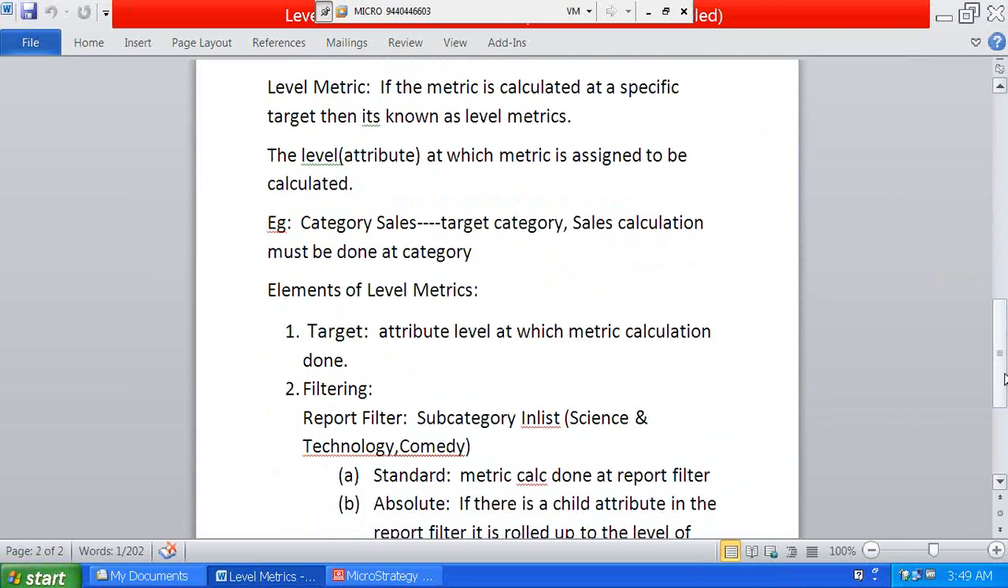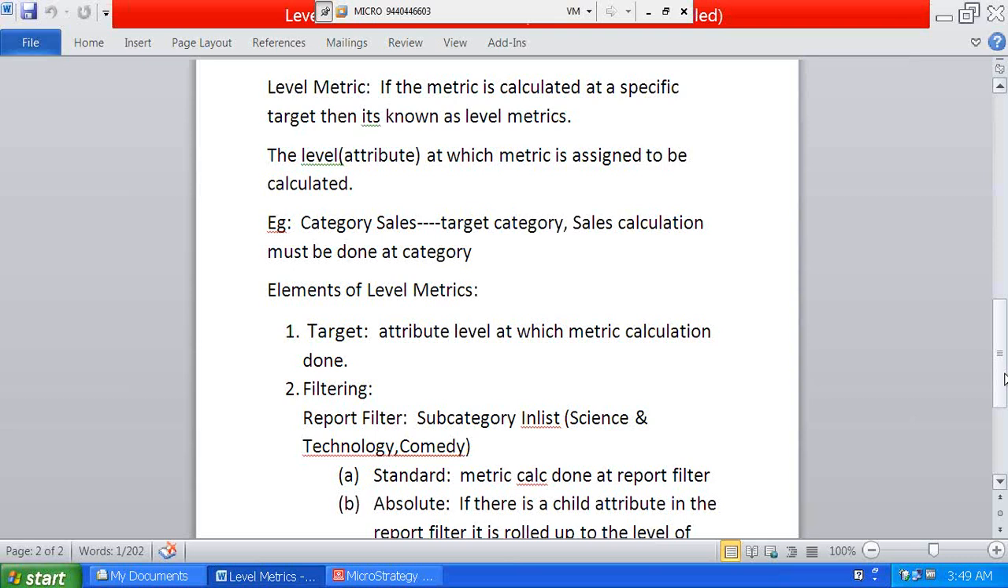But it's not that every time you will have report level only. You will have different options. You have to create so many different types of metrics when you go to the company as a developer. Okay, so here now I am going to tell you what is a level metric.